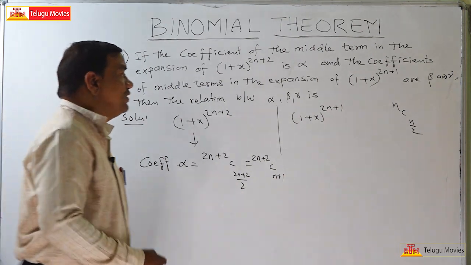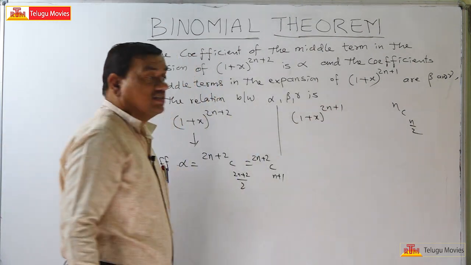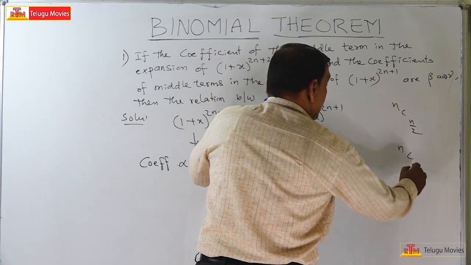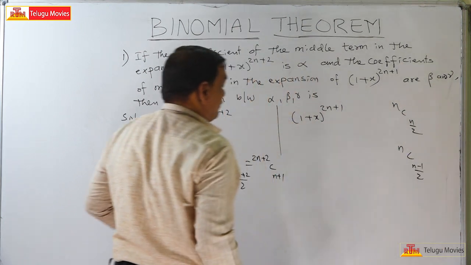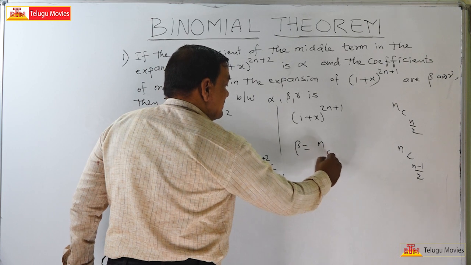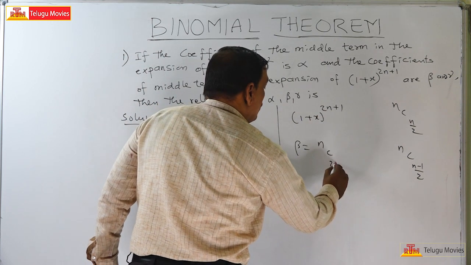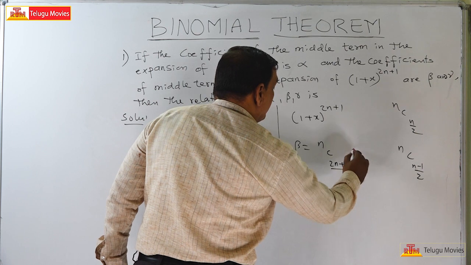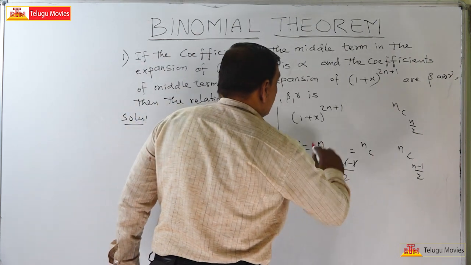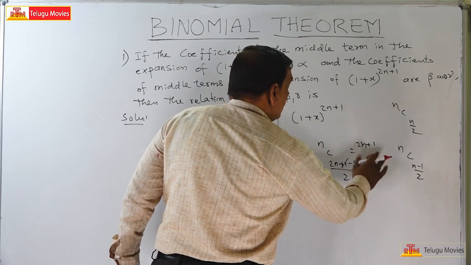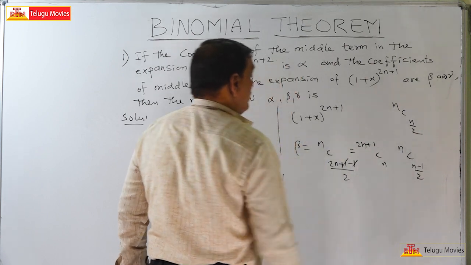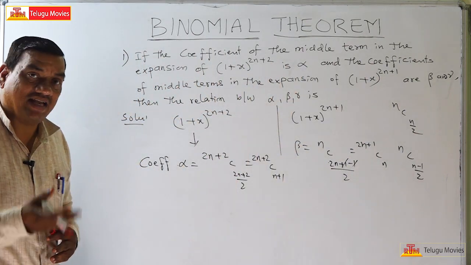Now coming to here, 2n plus 1 is an odd number. So what is the binomial coefficient we have? nC(n-1)/2 and nC(n+1)/2. Let us call the first one beta. Beta is (2n+1)C((2n+1-1)/2), that is (2n+1)Cn. So you will get (2n+1)Cn.